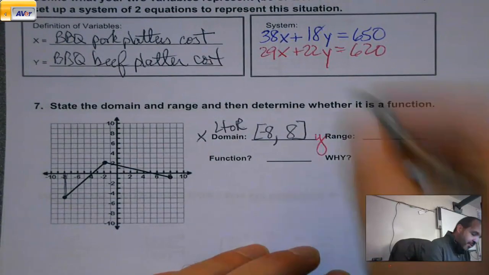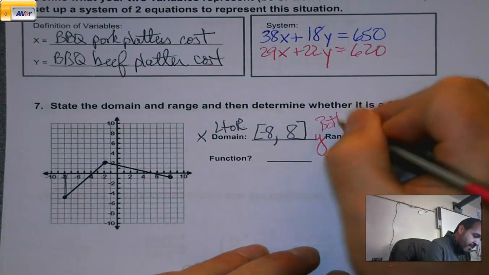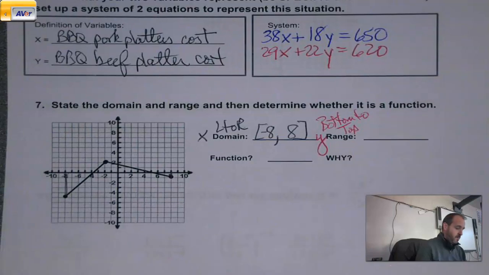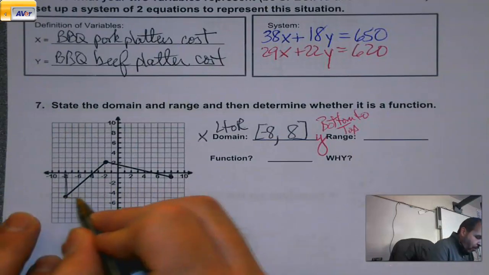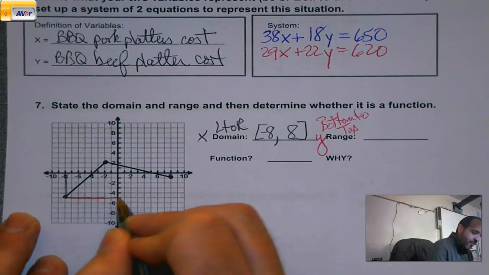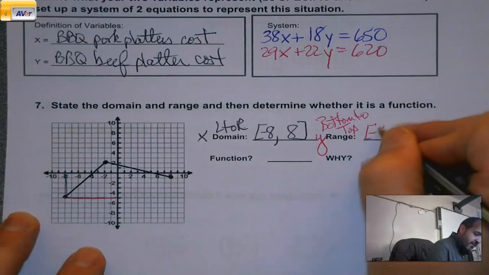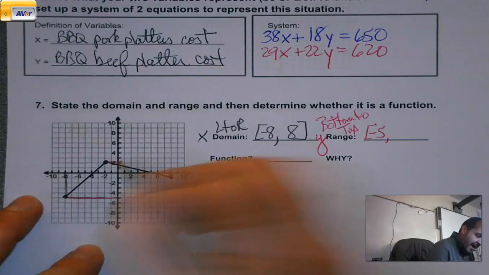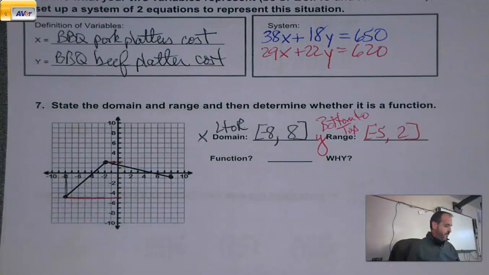Range, y values. Bottom to top. Here's my lowest one, y value 5. To top, y value 2. And then determine whether it's a function. Well, how do I know that again?